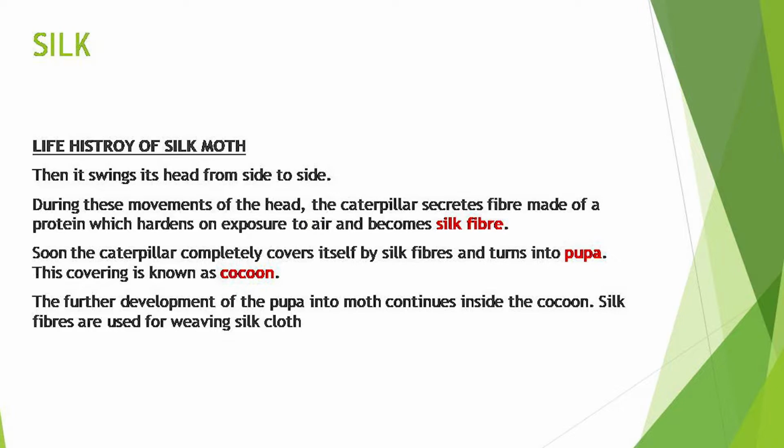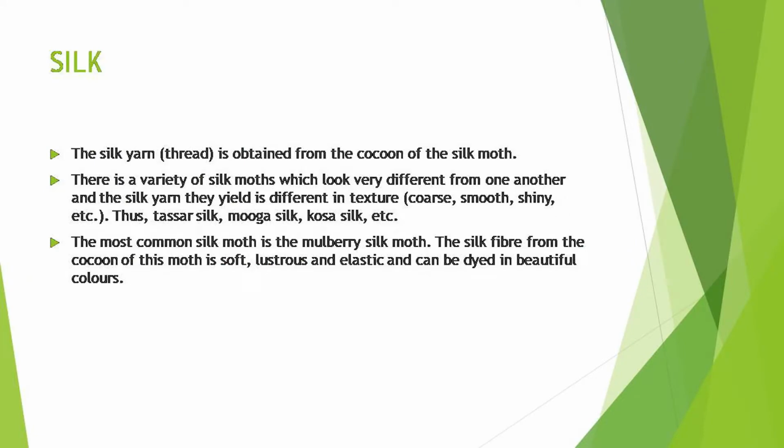Soon, the caterpillar completely covers itself with silk fiber and turns into a pupa. This covering is known as a cocoon. The further development of the pupa into a moth continues inside the cocoon. Silk fibers are used for weaving silk cloths. The silk yarn is obtained from the cocoon of the silk moth.